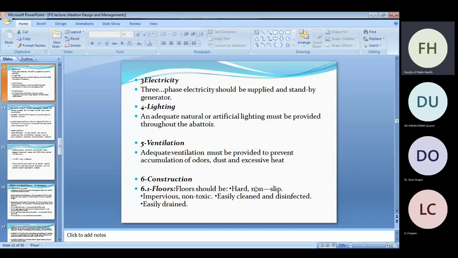The presence of electricity cannot be overemphasized. I have here that 3-phase electricity is to be supplied, and a standby generator is very important. This will even aid in post-mortem inspections. Where there's no power supply, one can actually turn on the generator to supply power in the abattoir.